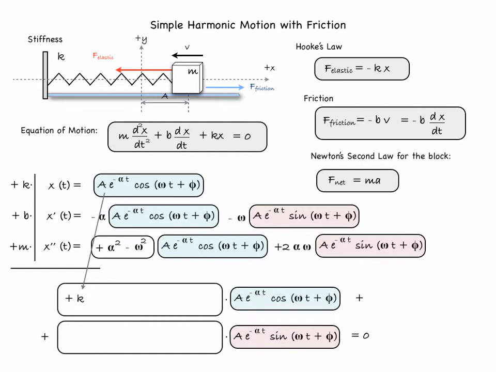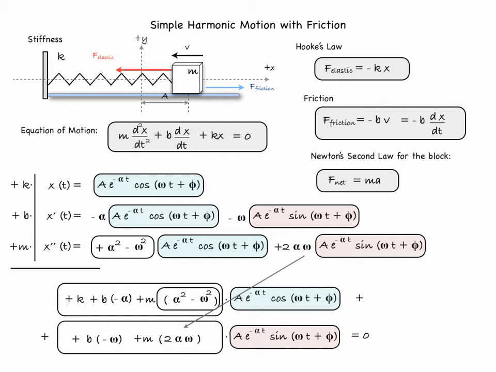The kx term in the equation has only a cosine part, so we have a plus k that goes into the cosine group. The b dx/dt term in the equation of motion will contribute a plus b times minus alpha to the cosine group and a plus b times minus omega to the sine group. And finally, the second derivative term will contribute m times alpha squared minus omega squared to the cosine group and m times 2 alpha omega in the sine group.